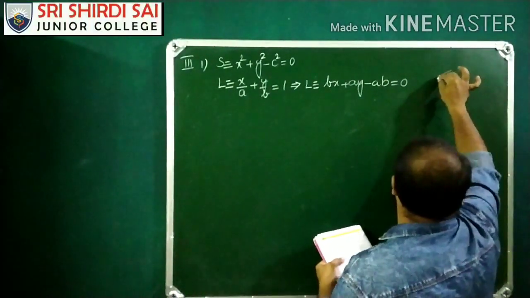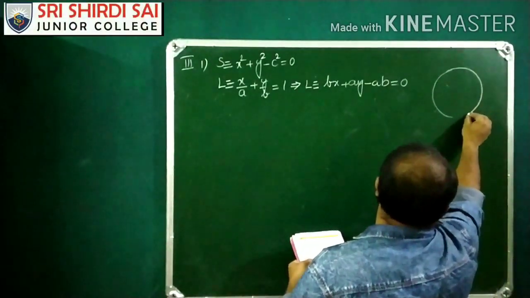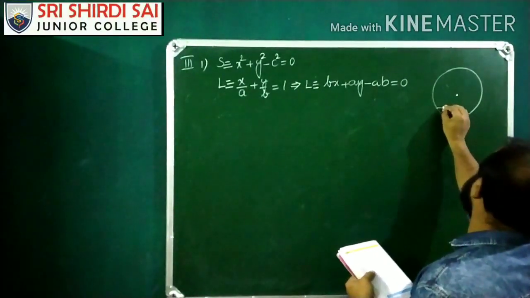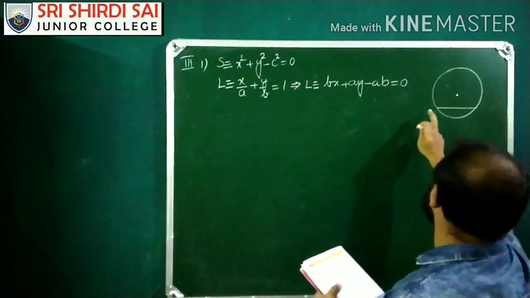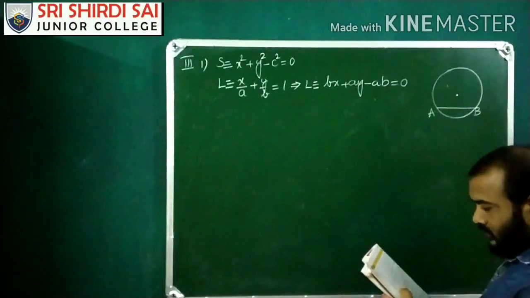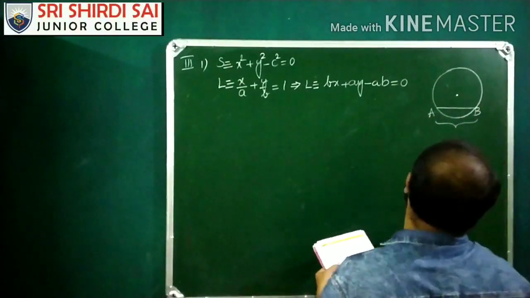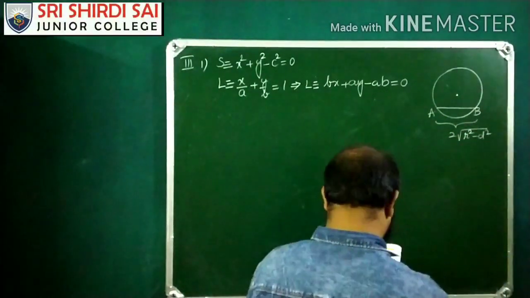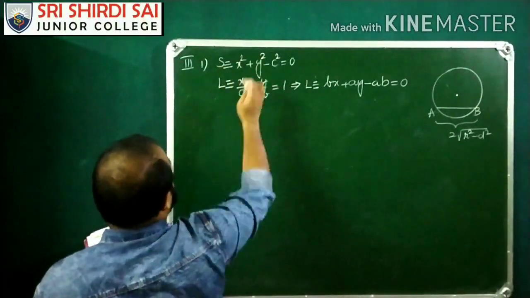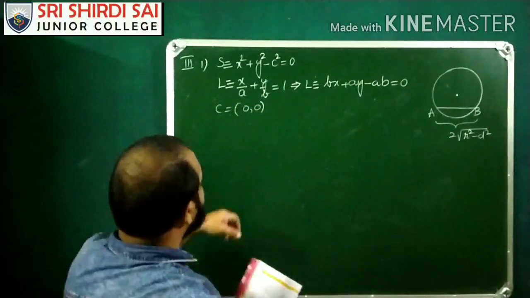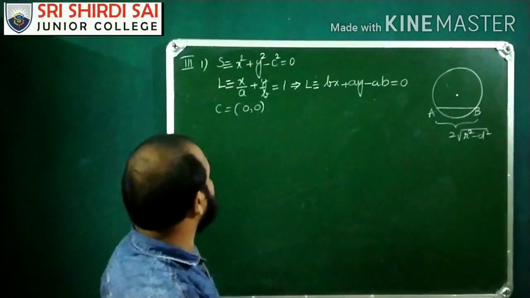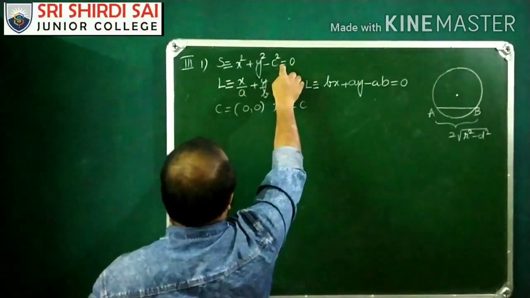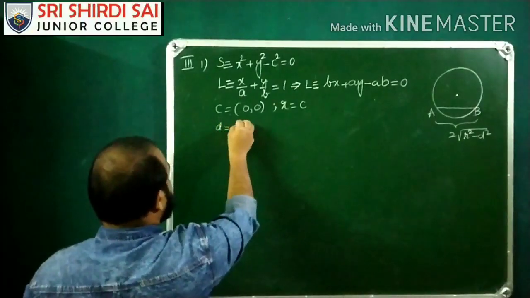So let this be the circle, and this is the line. Intersects means this line cuts this circle at 2 points, A and B. So find AB. He is asking us to find the chord length AB, which is 2√(r² − d²). If this is the circle, what is the center? (0, 0), because this is the standard equation of a circle whose center is at the origin. And what is the radius? The radius is c, because x² + y² = r² = c², so r = c. And what is d? The perpendicular distance.